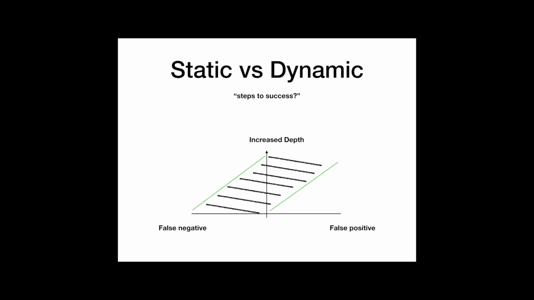On the right side of this chart is the static analysis, where as you increase depth, you actually get more false positives. And so what I was trying to get across here is that there's a happy space in between here, and I call it the steps to success. I'm sure this won't catch on, but the steps to success, in my opinion, is somewhere in the middle, where you're using the benefits of both static and dynamic analysis for what they're good for.